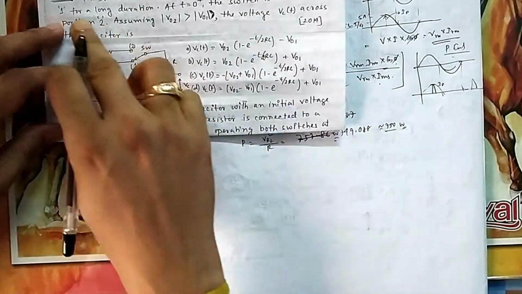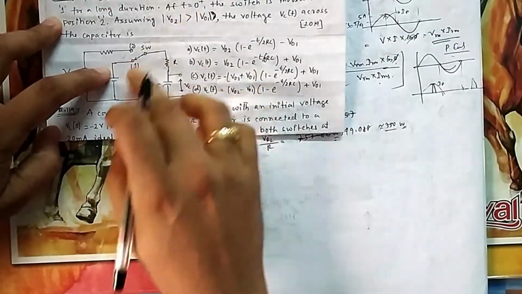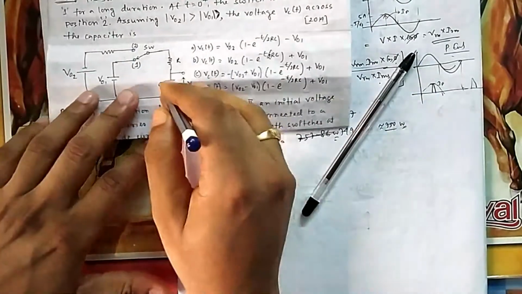The switch SW shown in the circuit is kept at position A for a long duration, at t equal to 0 plus. It is kept at A for a long duration. So if it is kept at this position for a long duration, how will the capacitor charge? Here you can see the capacitor voltage VC.